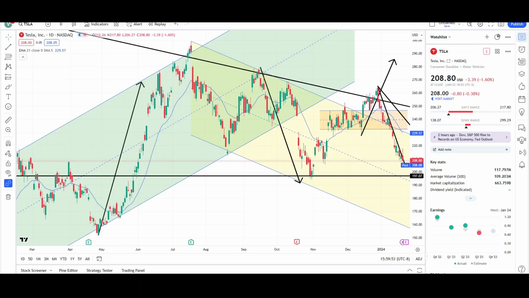What's up, traders? This is Vee Trades, and today we'll be doing a technical analysis breakdown for Tesla with the ticker symbol TSLA. I will first be going over what I see on the daily chart and finish the video off with the weekly chart.